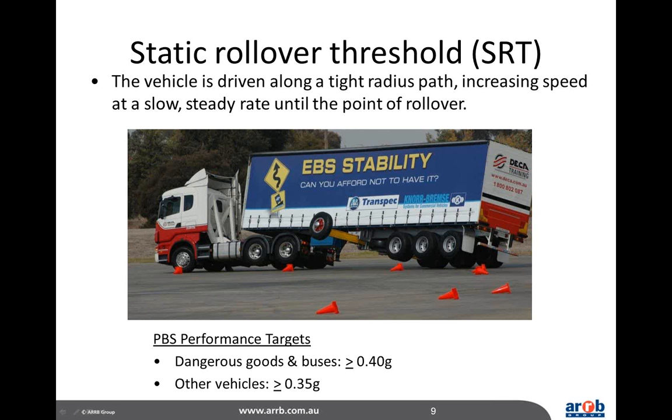In the performance-based standards scheme that operates in Australia, which is one of very few schemes in the world that uses static roll threshold as a regulatory control, this SRT value has to be at least 0.35 Gs for general vehicles, and if you are moving passengers or dangerous goods, the SRT has to be at least 0.4 Gs. Non-PBS vehicles don't need to meet these requirements, and many of them don't, but the design and choice of a vehicle combination for any task really should take into account its rollover risk and try to minimise it.